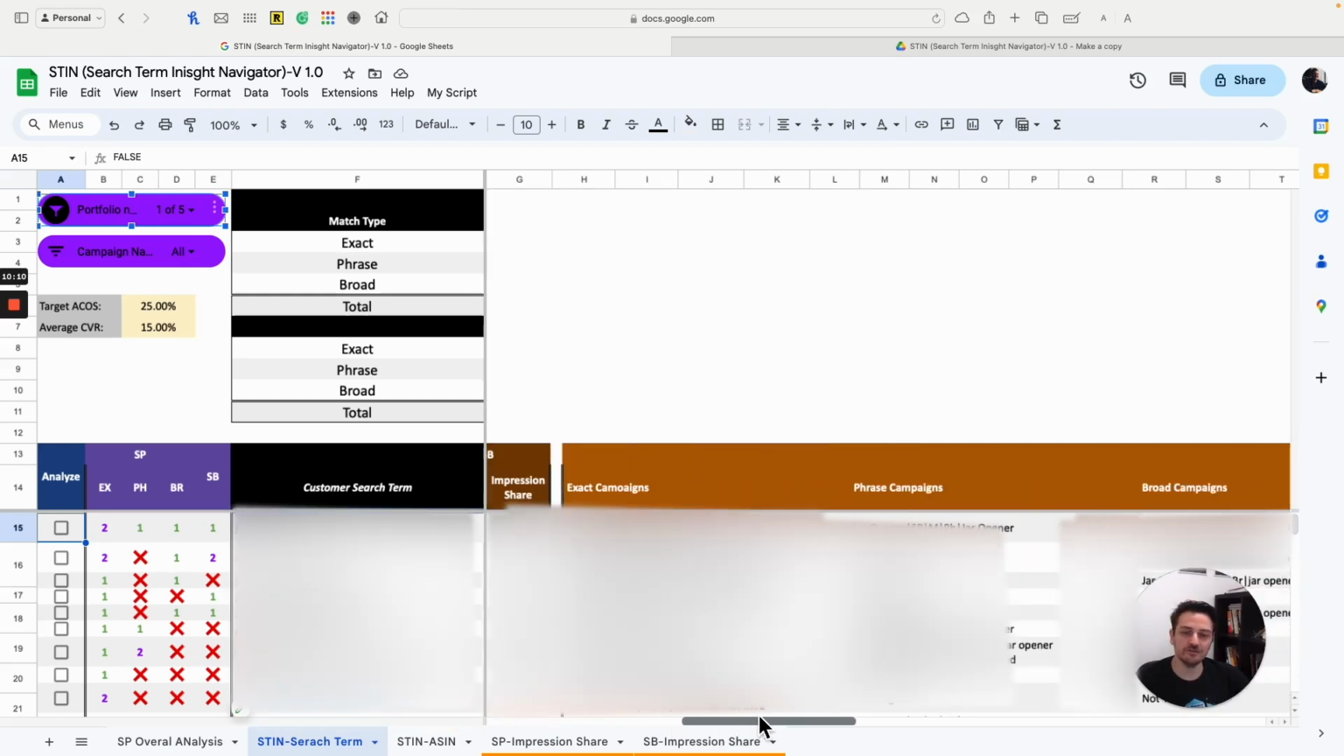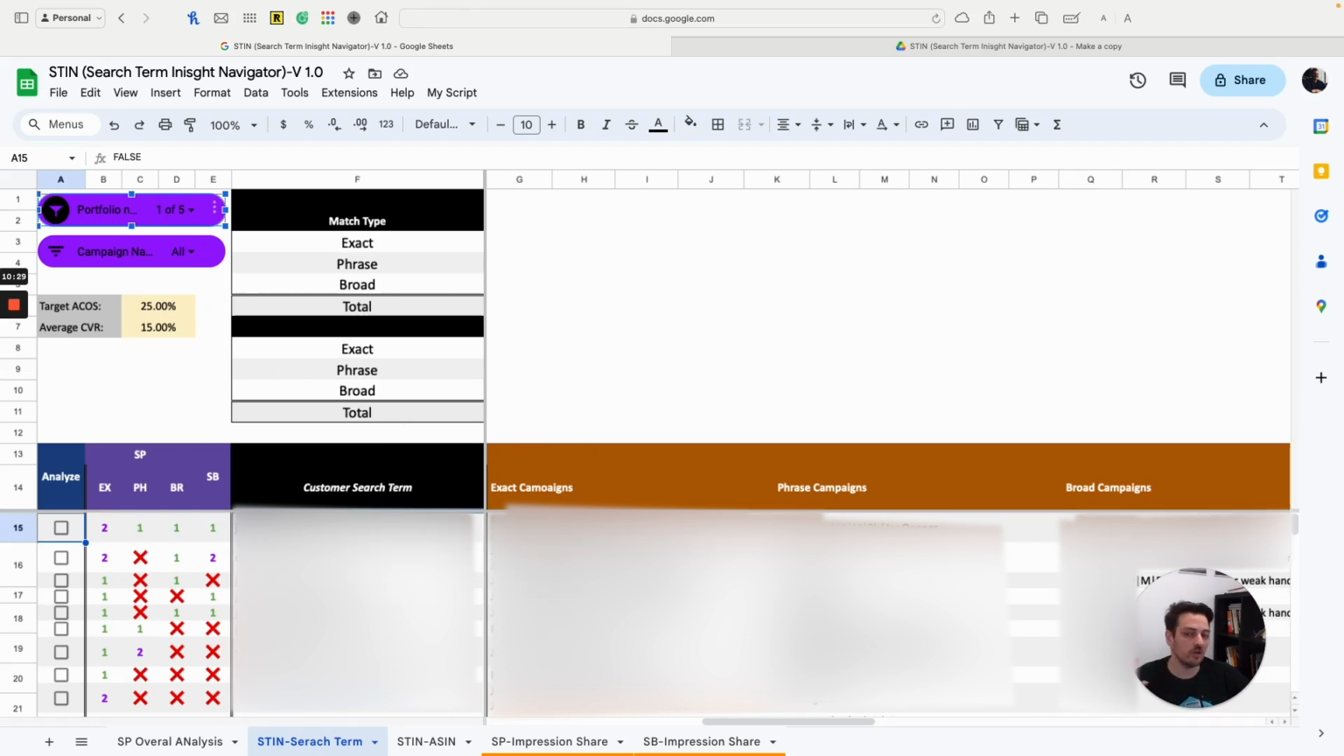And finally, if you scroll, you see exact campaign. Where are these terms targeted as exact, right? The search term, let's say ankle brace. Where are the campaigns in this portfolio that I'm targeting ankle brace as exact?